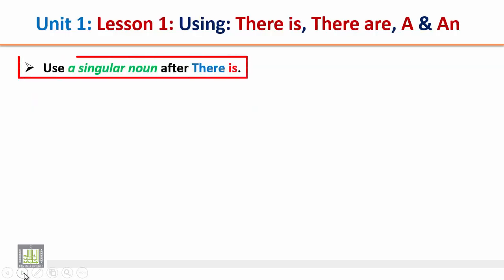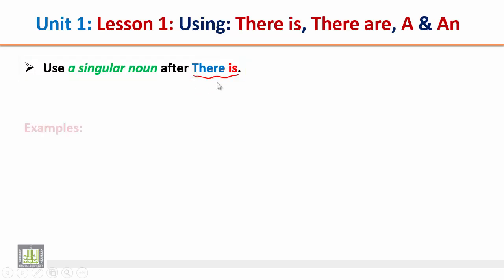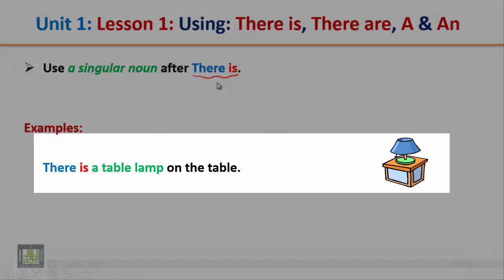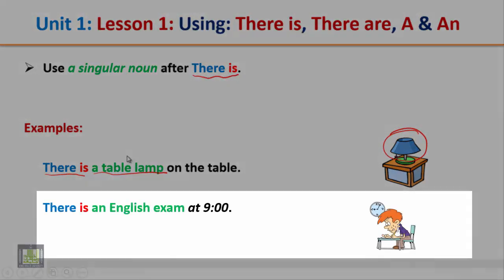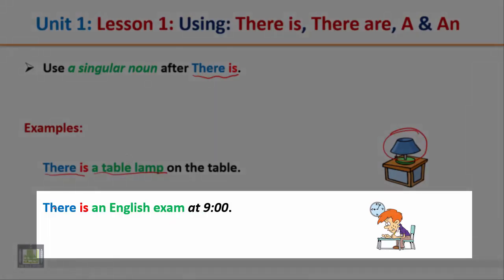Use a singular noun after there is. Example: there is a table lamp on the table. Notice here that after there is, we use a singular noun, table lamp, one table lamp. Another example: there is an English exam at 9. Again, after there is, we have a singular noun, one exam, English exam.